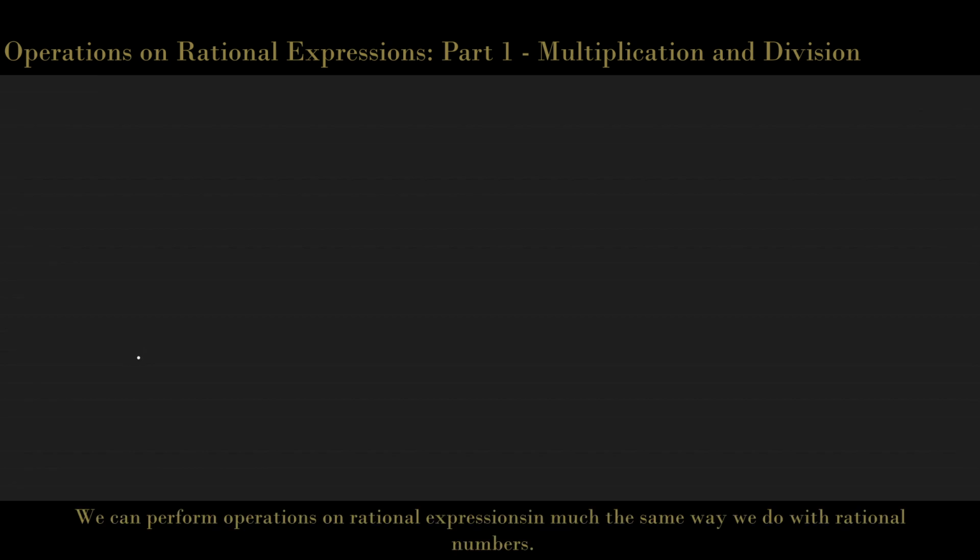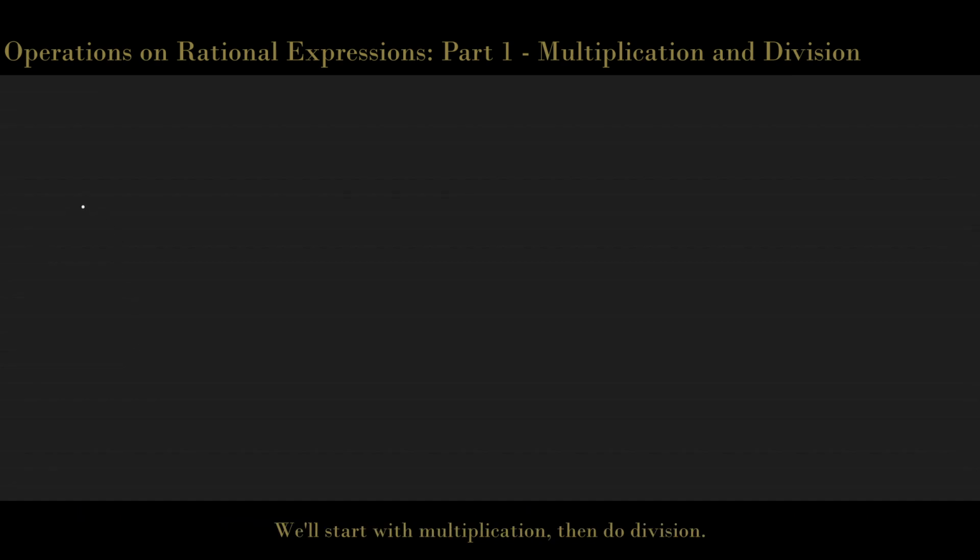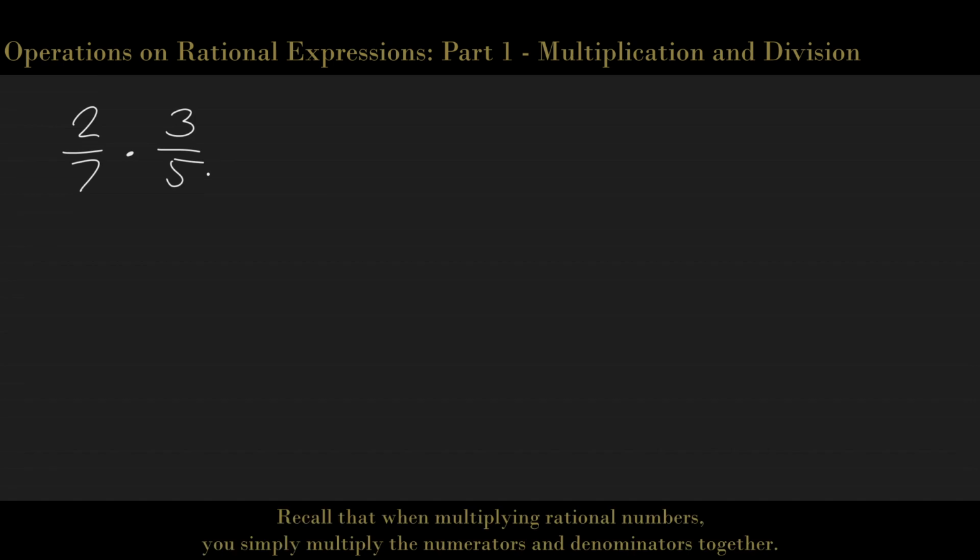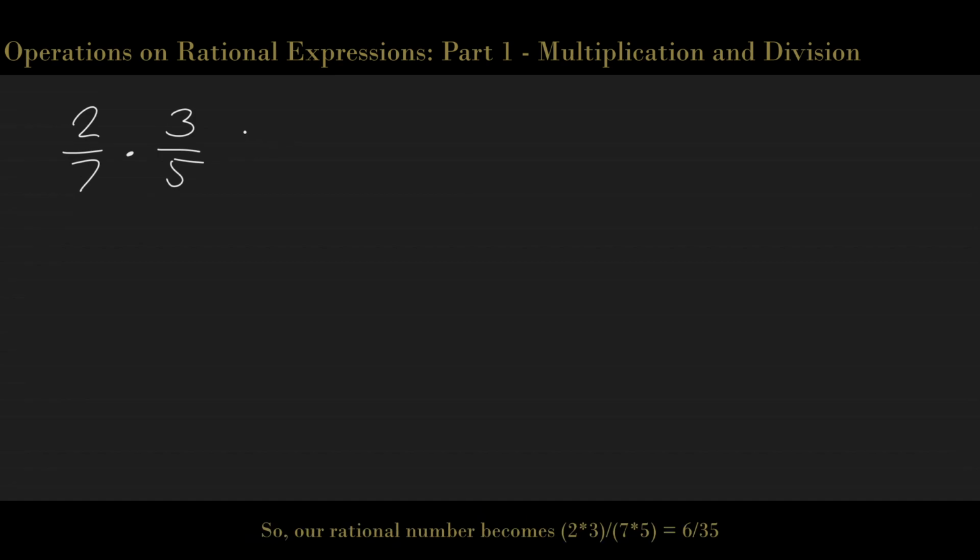We can perform operations on rational expressions in much the same way we do with rational numbers. We'll start with multiplication, then do division. Look at the product 2/7 times 3/5. Recall that when multiplying rational numbers, you simply multiply the numerators and denominators together. So the product becomes 2 times 3 divided by 7 times 5, which equals 6 divided by 35.